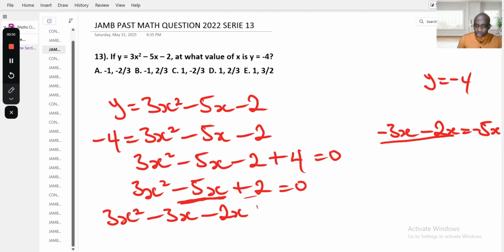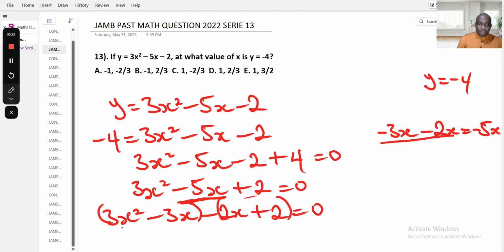This plus 2 equals 0. The only thing that changed from this equation is that this minus 5x has been replaced by minus 3x minus 2x. Now let's close our bracket.